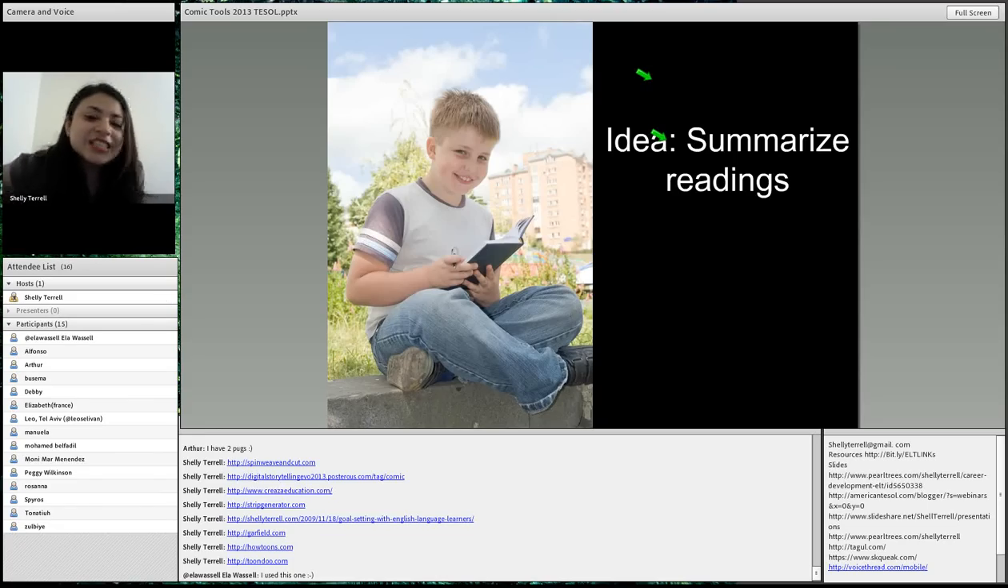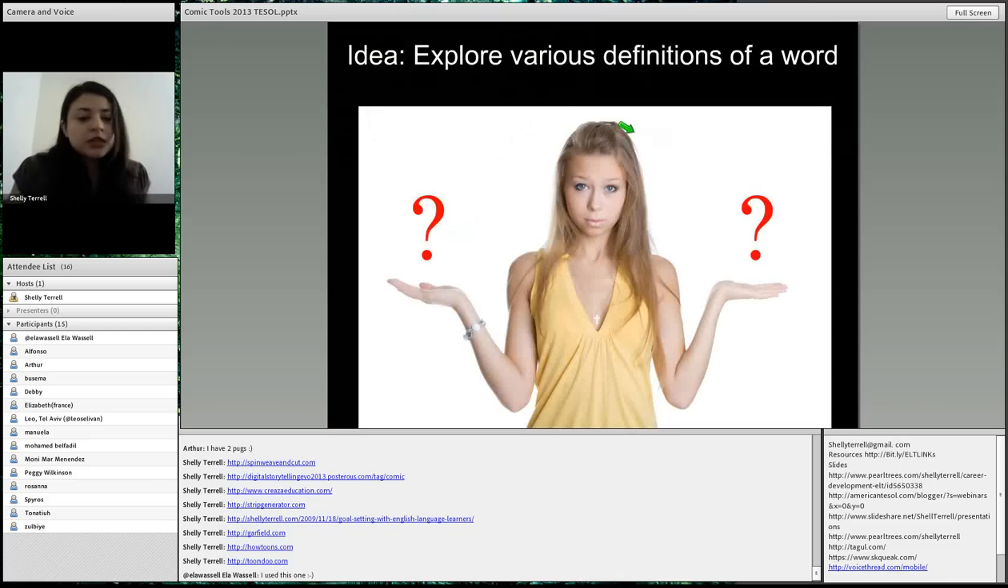The other idea is to summarize reading. So after you read a chapter, for example, of Jane Eyre, maybe you read an article. Let's say you read an entire article, then you can have your students summarize the ideas from the chapter in a comic strip. It's great to explore various definitions of a word. So if you go in a dictionary, one of the things that you'll find is that there's 10 different uses for the same word. So when they're doing the comic, then they can explore the different ways. For example, the concept of love, maybe it can be a concrete noun or an abstract noun.